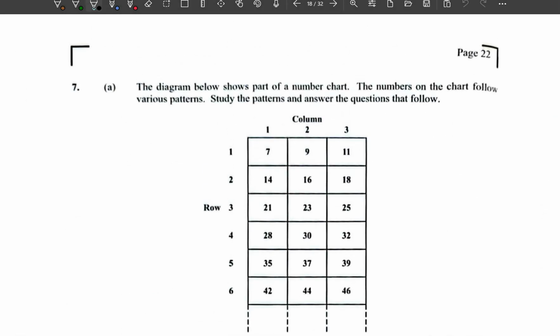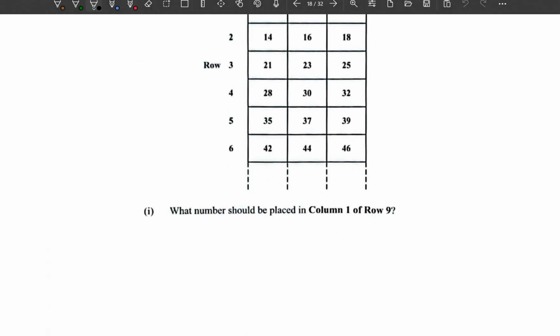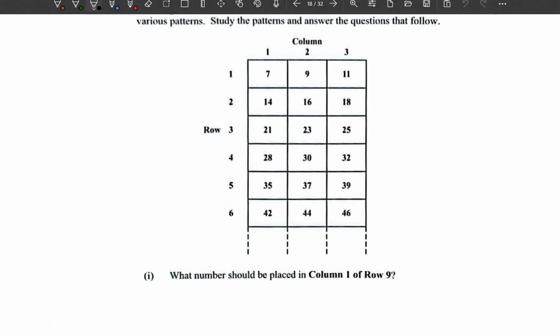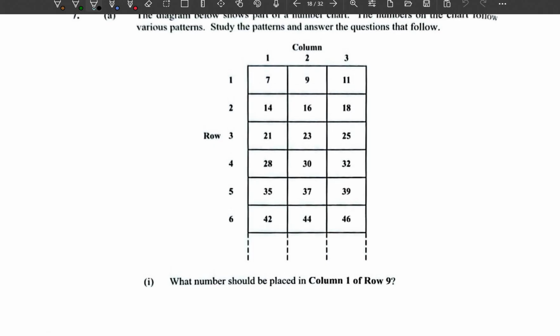Moving right along. 7a says the diagram below shows part of a number chart. The numbers on the chart follow various patterns. We need to study the patterns and answer the questions that follow. Part 1 wants to know what number should be placed in column 1 of row 9.